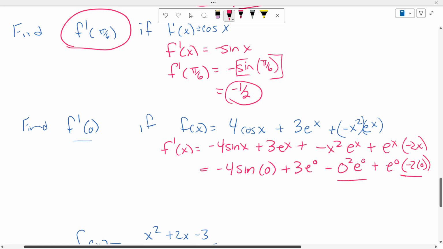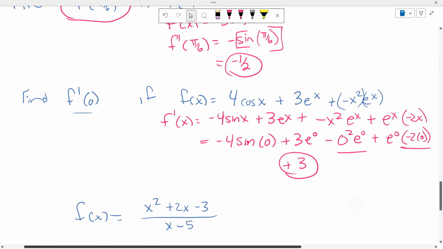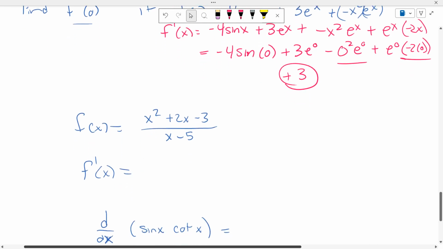So these two are both 0. E to the 0 equals 1. So this is 3. What's sine at 0? 0. So the answer is 3. Yep. Cosine is x, sine is y.